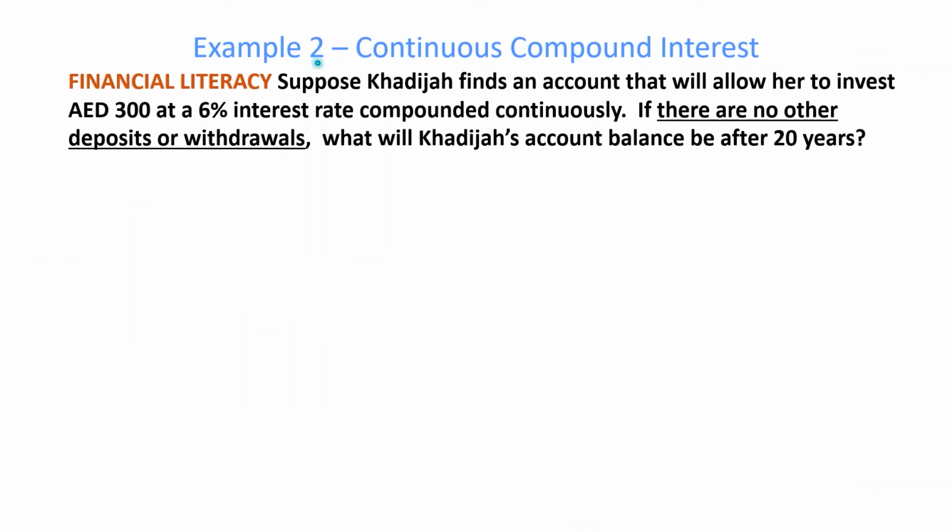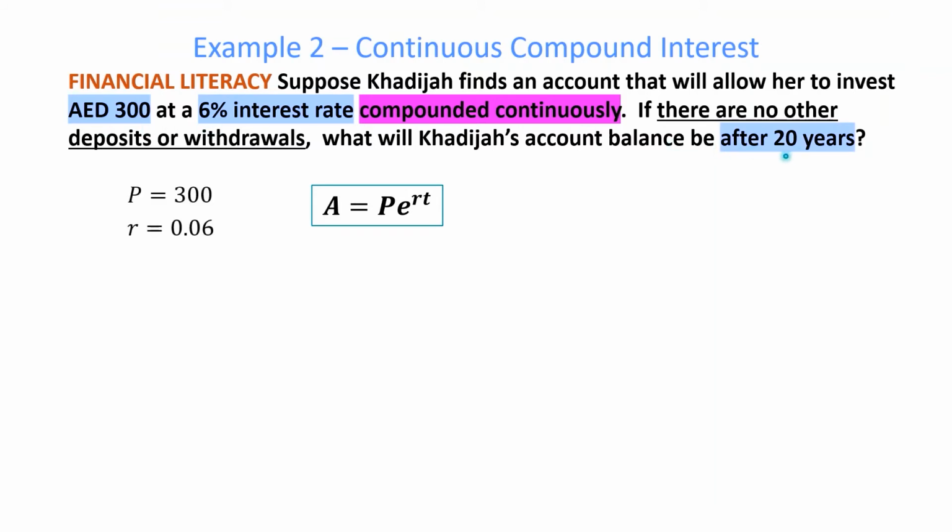So in example 2, we have a question which is nearly identical to example 1. However, in this question, we've compounded continuously. So we need to make sure we write the correct formula, which is this one here, for continuous compounding. Now we'll highlight the key bits of information. So we have the principal value of 300 dirhams, the interest rate, and the time t after 20 years. Now be sure for the interest rate, we write it in decimal form, not in the percentage form over here.